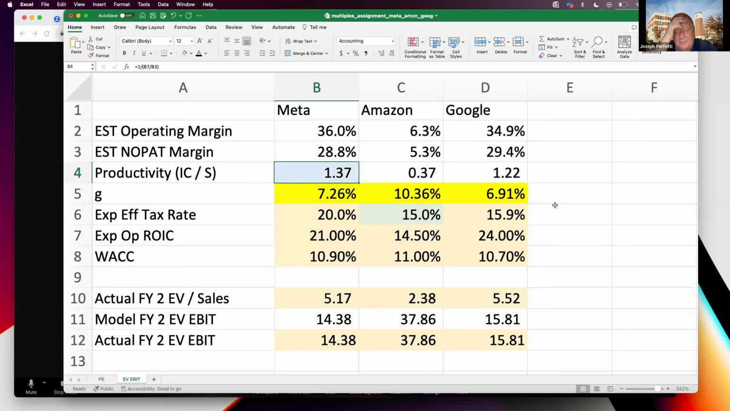And so those sales are worth slightly less, even though it's a higher margin than Google, because their NOPAT margin is less than Google when taxes are in there. So the after-tax margin at Meta is actually lower than Google's, and they're spending a little bit more to get that higher margin. Productivity 1.37 versus 1.22. That's why the EV to sales for Meta is a little bit lower than Google. Just summarizing. Those are the dots I want you guys to be able to connect. That's what I need to be talking about next week.